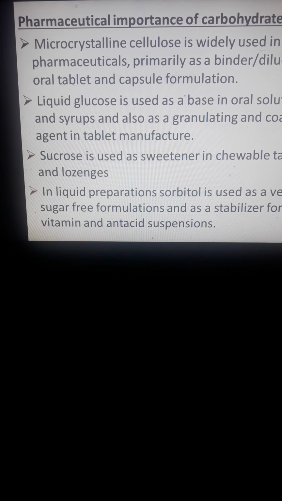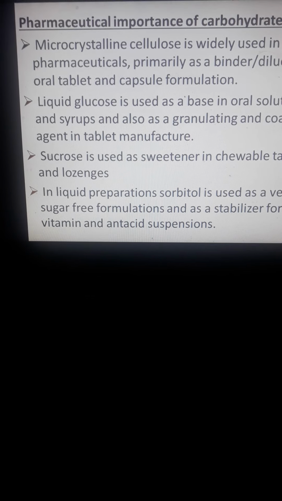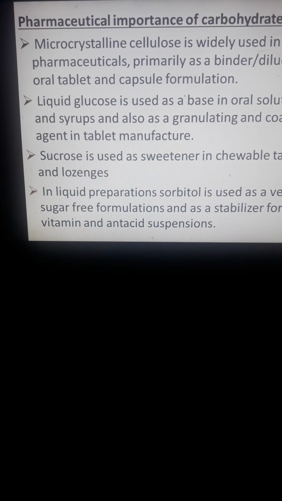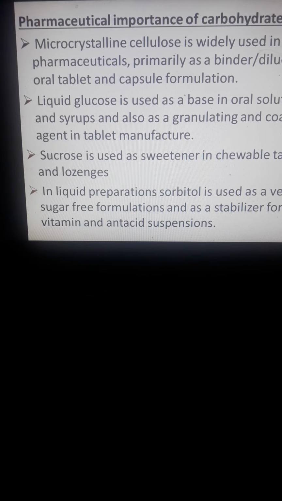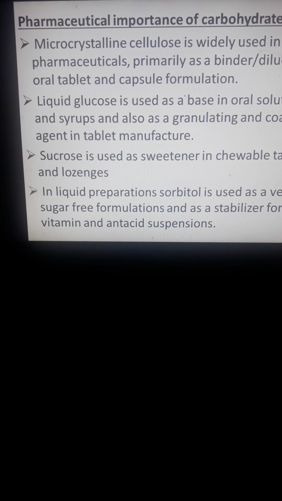There is a coating agent, or sweetener in chewable tablets. Sucrose syrup is also used to mask the bitter aftertaste of a drug, because drugs are usually bitter. So to mask the bitter aftertaste of the drug, you have to add sucrose. In liquid preparations, sorbitol is used as a vehicle or solvent, and in sugar-free formulations as a stabilizer. If there is a high amount of sugar, it usually stabilizes; it is a preservative already. Also used in vitamins and antacid suspensions.